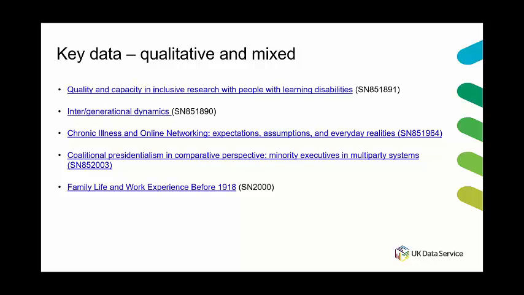The fourth one down is Coalitional Presidentialism in Comparative Perspective, Minority Executives in Multi-Party Systems. This one's quite a mouthful. Not quite as accessible as the others, but I just want to make the point with this one that you don't just get individual-based data in qualitative and mixed data.